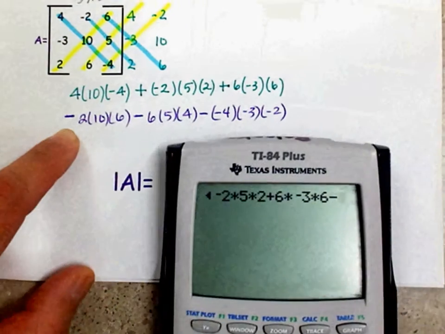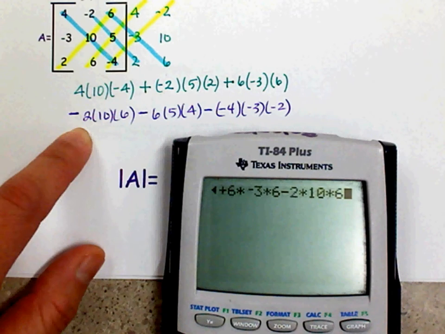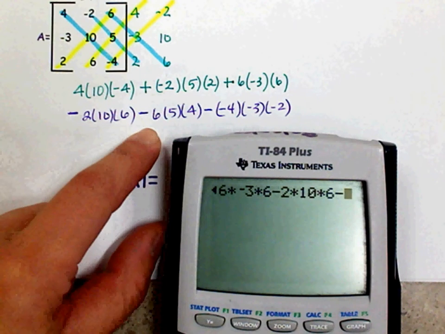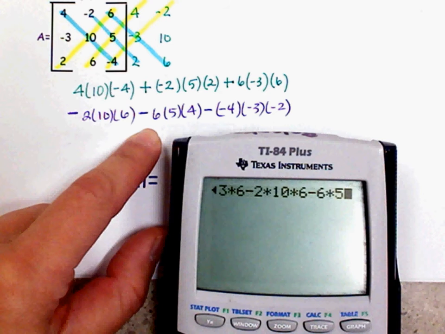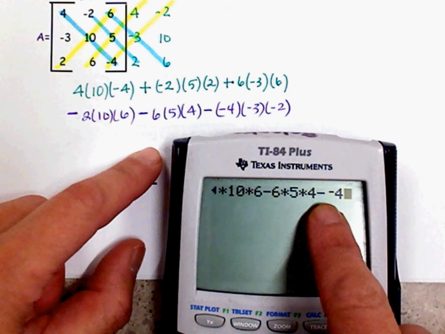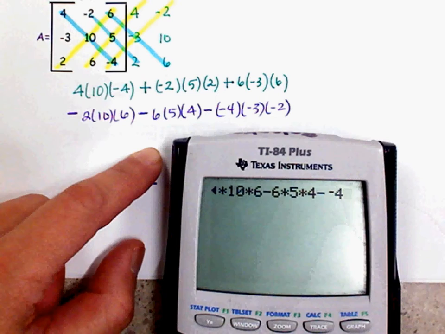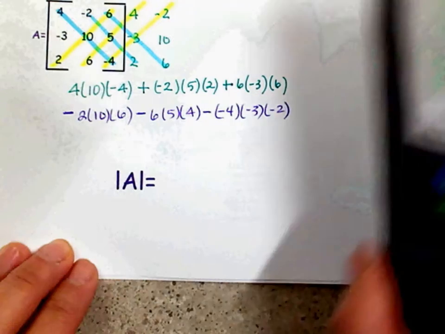Everything else was a negative. 2 times 10 times 6 minus, notice it's longer, negative is shorter. 6 times 5 times 4 minus negative 4, notice the difference, one's longer, one is shorter, times negative 3 times negative 2. And the determinant is negative 504.